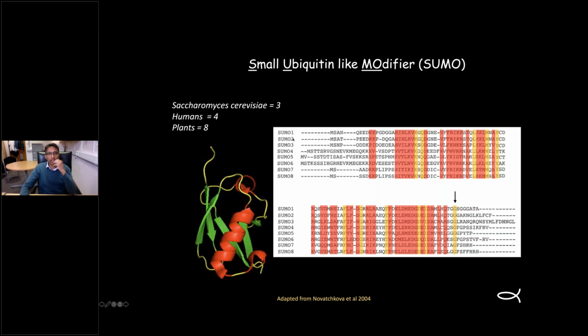So you can see SUMO 1 to 8 are pretty much quite well conserved at the C-terminal end, but not very much at the N-terminal end. Particularly at the C-terminal end, it becomes even more important for SUMO 5, 6, 7, and 8, where there is really great variation among the SUMOs.